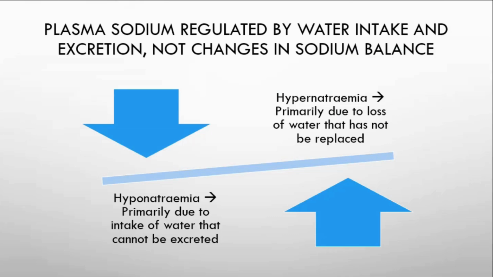So plasma sodium is actually regulated by water intake and excretion, not really changes in sodium balance. When there's hyponatremia, it's usually due to the intake of water that can't actually be excreted. And when there's hypernatremia, it's usually due to the loss of water that's not been adequately replaced.